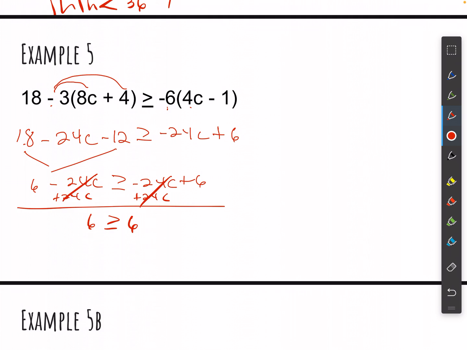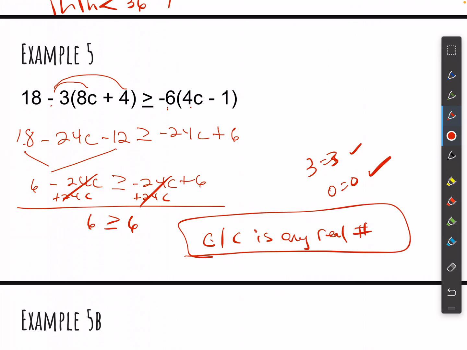Okay, so for example 5, if you have something like this, it's the same thing as when we used to do it when we had like 3 is equal to 3 or 0 equal to 0. This is always a true statement. So this means that this could be any number. I can put in any number that I want for 5a. Okay, so you could say the solution is c, where c is any real number.